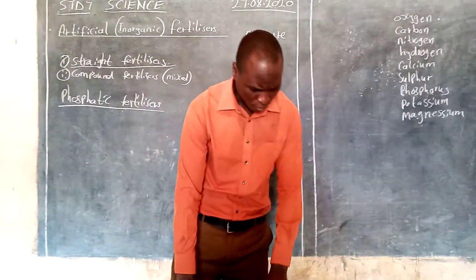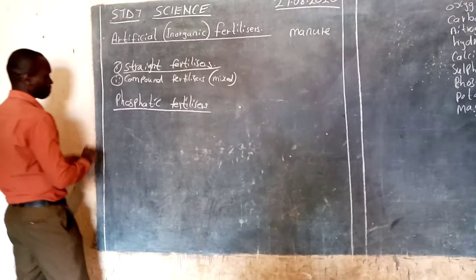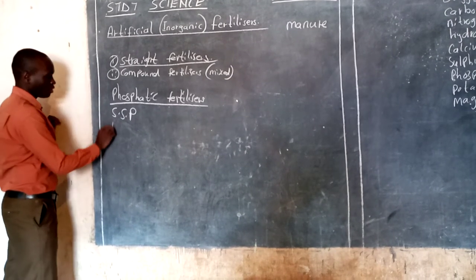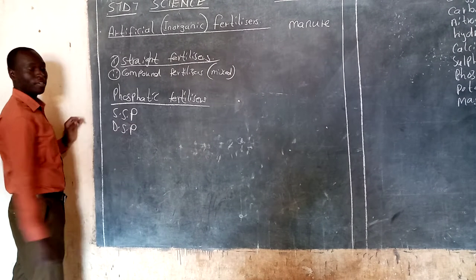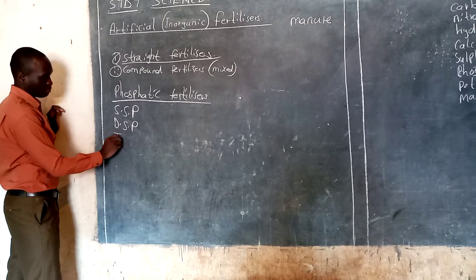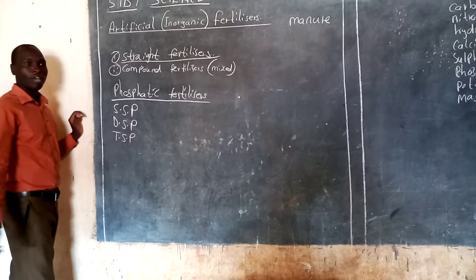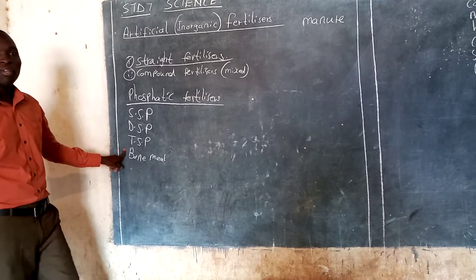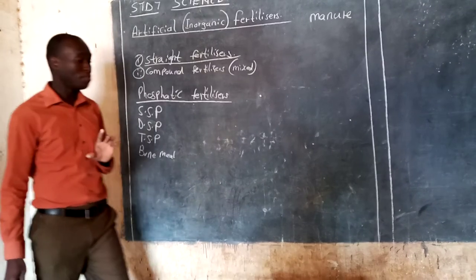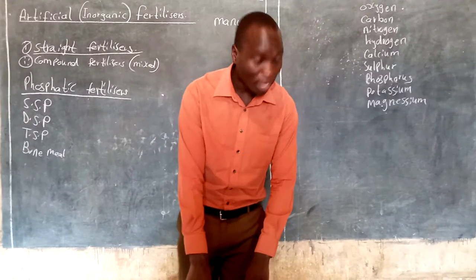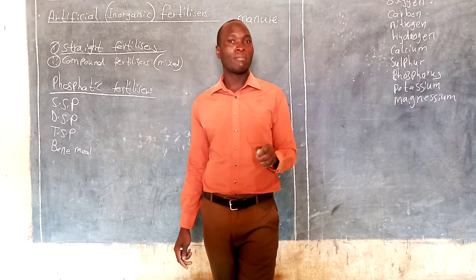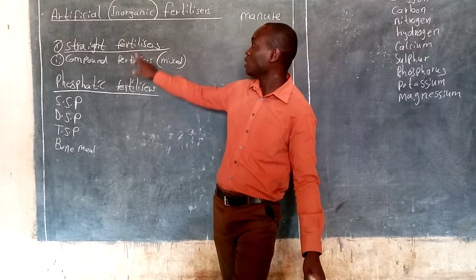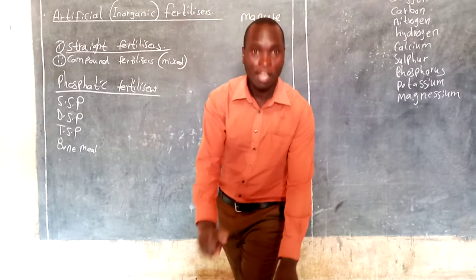And we have different examples of phosphatic fertilizers. We have single super phosphate, then double super phosphate, and then triple super phosphate. And then we have bone meal. These are examples of phosphatic fertilizers. They will provide our plants with only phosphorus. Bearing in mind that when you talk of one macronutrient, it is one that is required by plants in a large amount. Phosphatic fertilizers fall under the straight fertilizers, that is, they provide the plants with only one macronutrient.